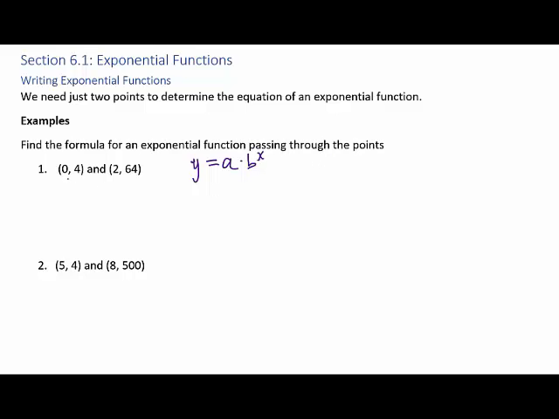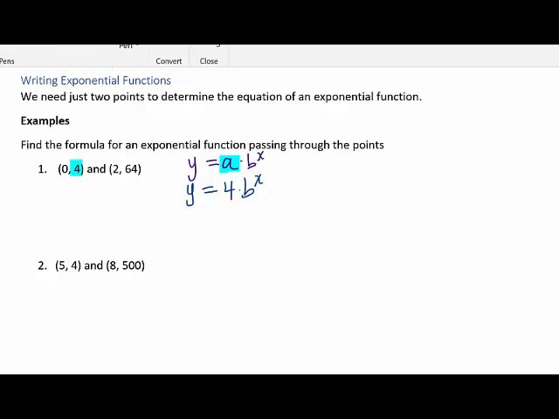Now in this case, a is given because a is actually the y-intercept. So we can substitute 4 for a, and then all we need to do is find b, the growth or decay factor. So how do we find b? We're given another point on the curve.